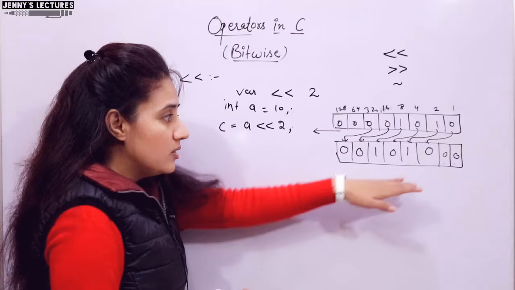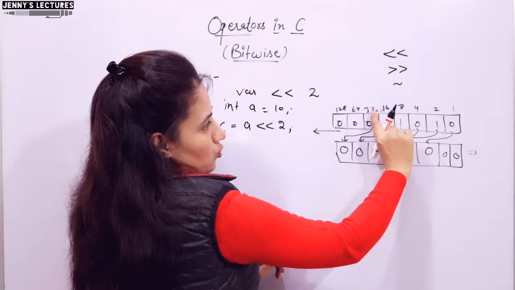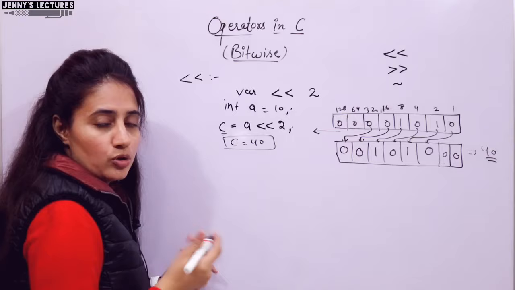Now convert this into decimal. What output will you get? This is the binary form. In the decimal form, we have 1 at the place 8 and 1 at the place 32. 32 plus 8 is 40. So this number is 40 when you convert it into decimal. So now in c, what value would be stored? 40. If you print c, then you will get 40.